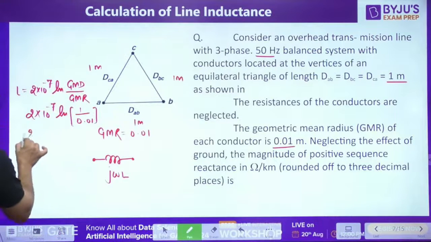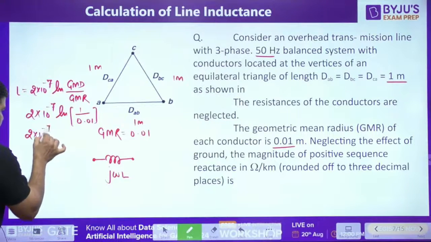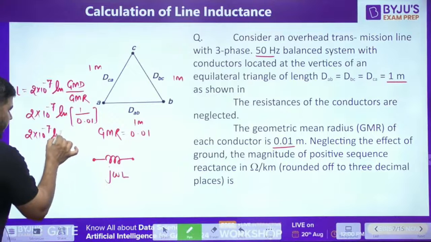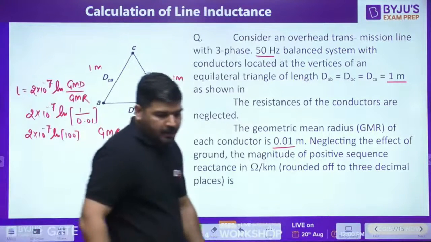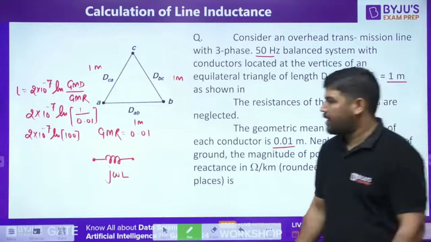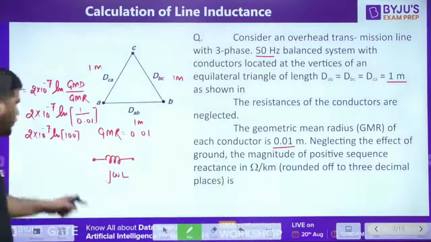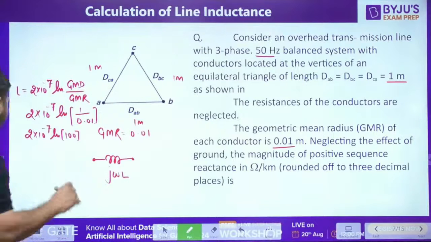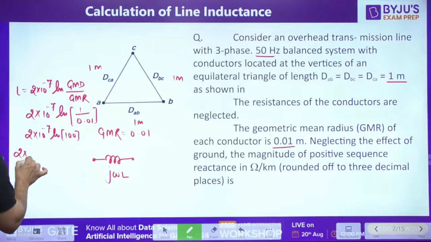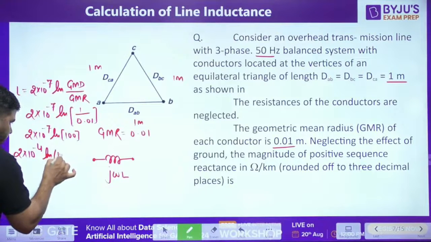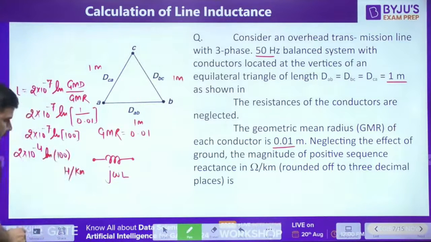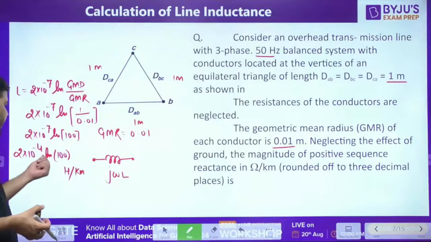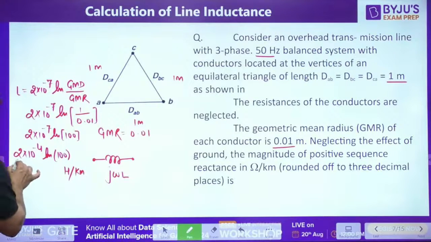So it will become 2 into 10 raised to power minus 7 ln 100. This is Henry per meter, but I want Henry per kilometer. If you want Henry per kilometer, then you have to remove this 3 power. So it will become 2 into 10 raised to power minus 4 ln 100, and it will become Henry per kilometer. Okay, what you have done is you have removed 10 raised to power minus 3 from this. So this is Henry per kilometer.